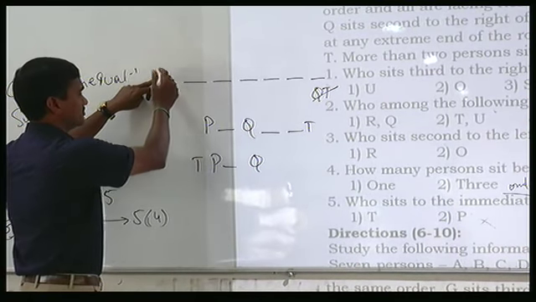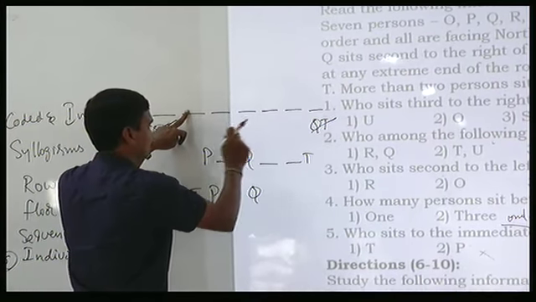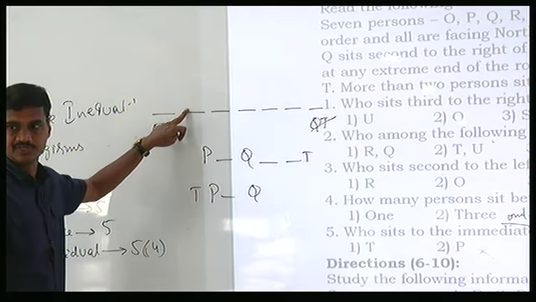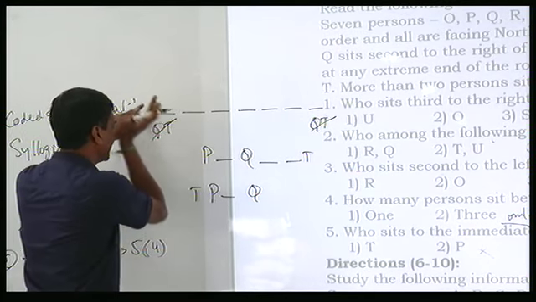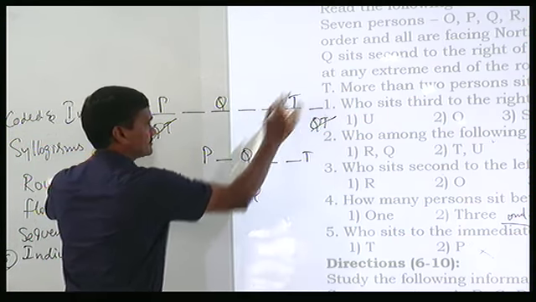Hence, we should start from this one only, because you cannot take P at this place. If you take P at this place, then P blank Q blank blank T will be the answer. It should not be the case. Hence, we cannot start with this one straight away. Hence, P blank Q blank blank T.